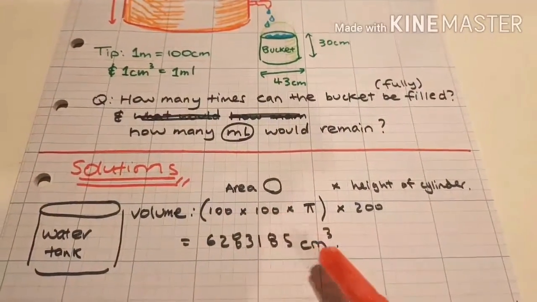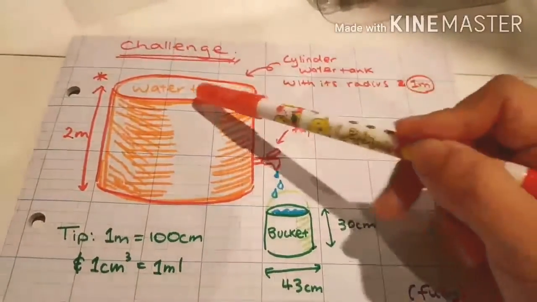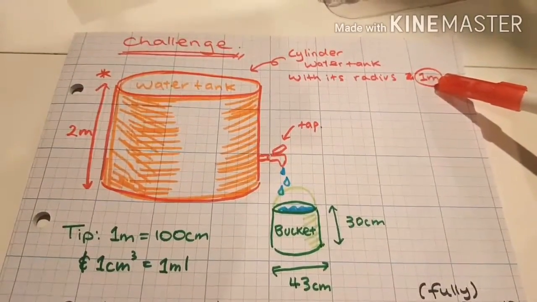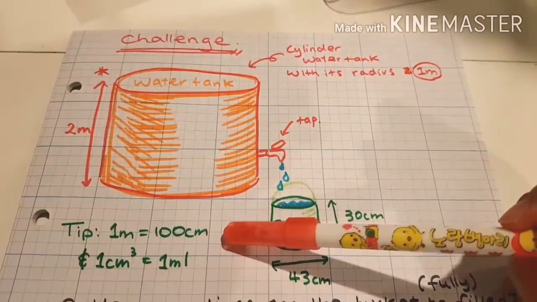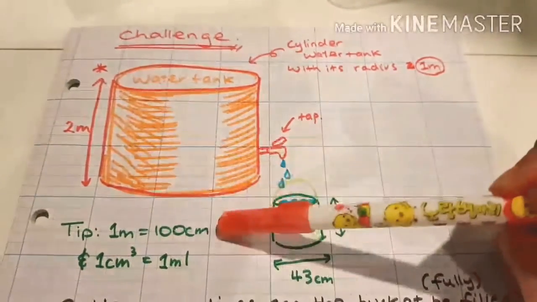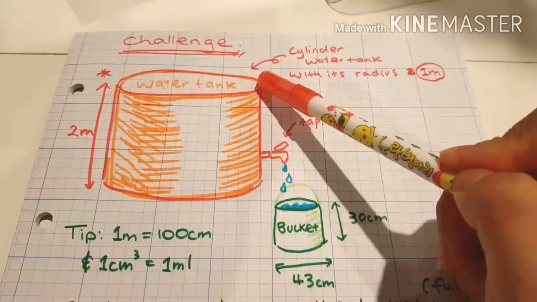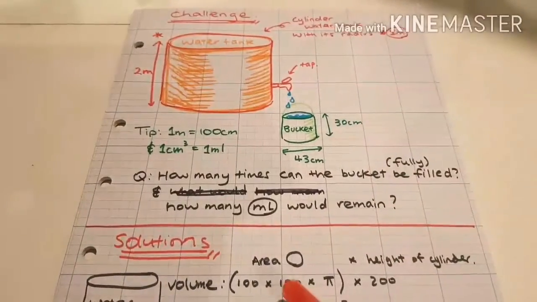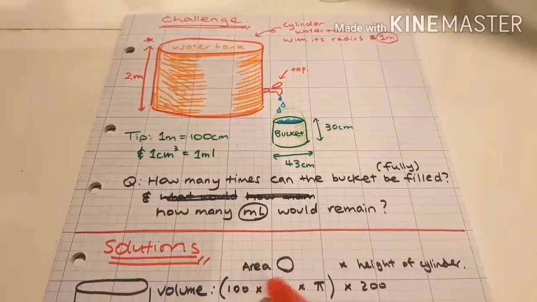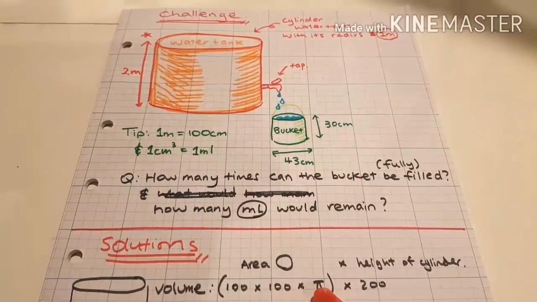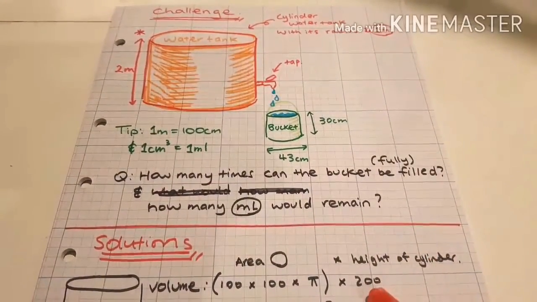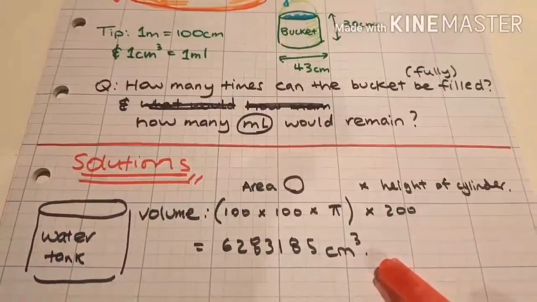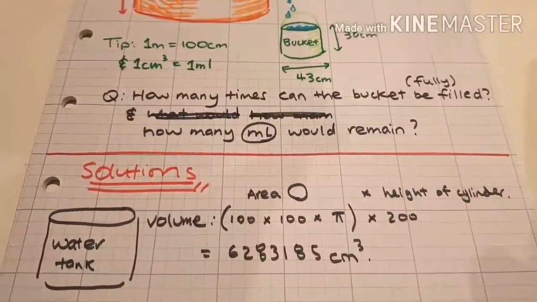I converted into centimeters, okay, because the unit is in meters and this is in centimeters, so I converted 1 meter into 100 centimeters. Converted 2 meters into 200 centimeters. So the radius is 100, the height is 200 centimeters. So like this, the volume, the area of the circle, it's radius squared times pi, 100 squared pi, times the depth of the cylinder, which is 200 centimeters. And there you go. I wrote it down in cubic centimeters.